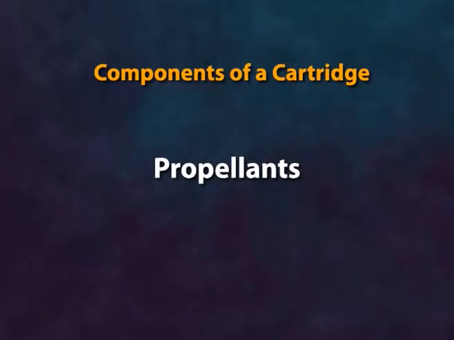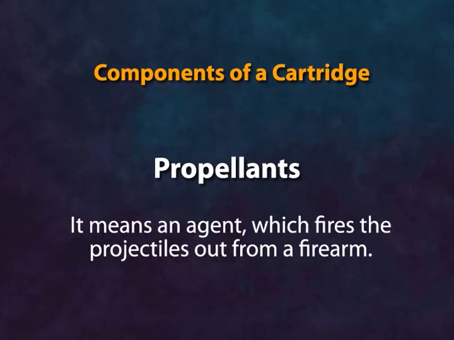Next, we will be talking about the propellants. The term propellant means an agent which fires the projectiles out from a firearm. In order to propel a bullet or shotgun charge or a pellet through the barrel, a certain amount of force is necessary. The powder charge gets ignited through the primer and converts into gas very quickly, thereby resulting in development of high pressure in the cartridge and forcing the bullet to get out of the barrel finally.